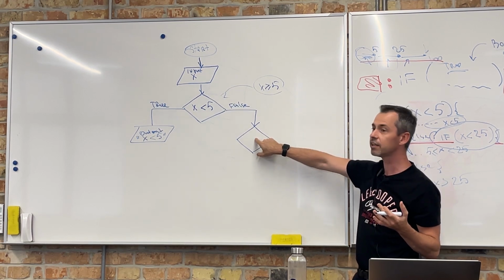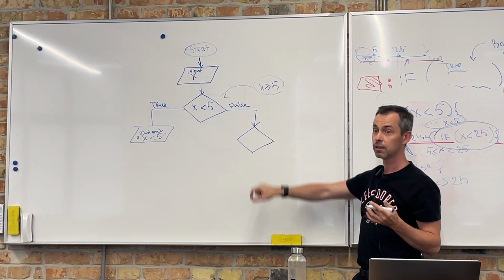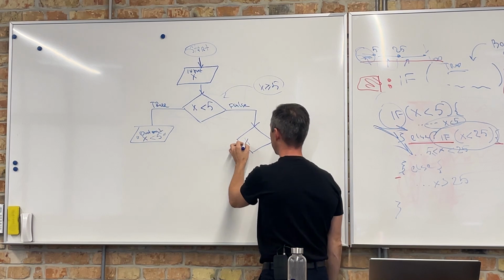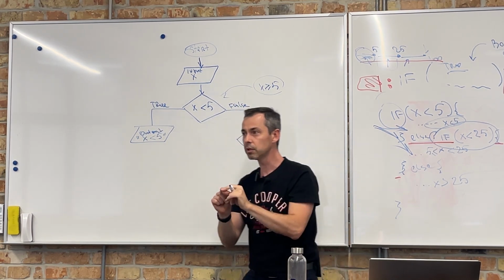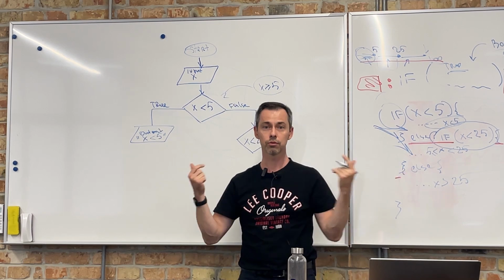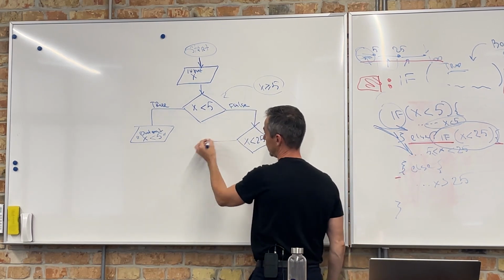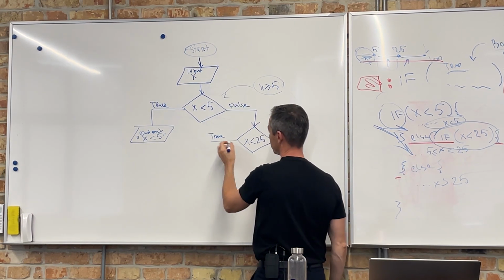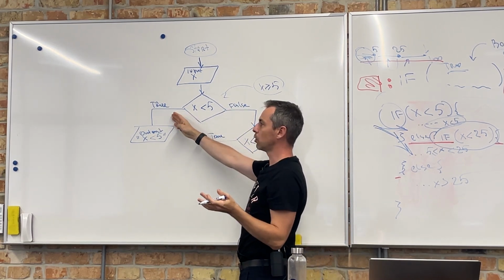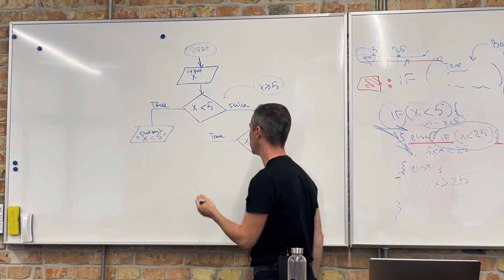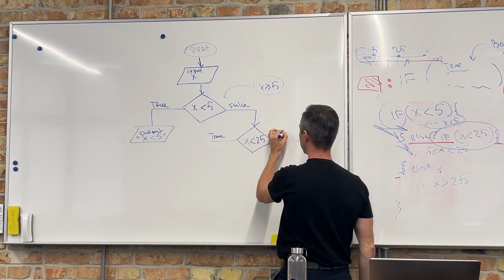But what should I check here? X less than 25. And again, one input, how many outputs? 2 outputs. Let it be true here. By the way, I could choose either true not only on the left, you could choose how you want. But let it be true and false.